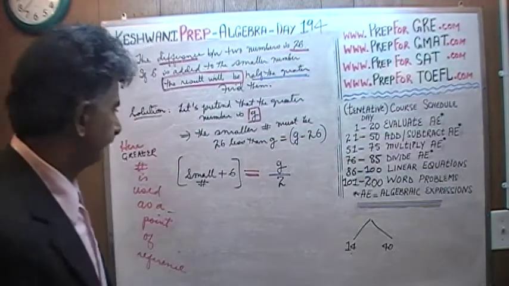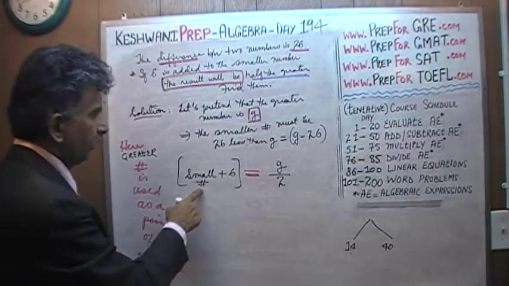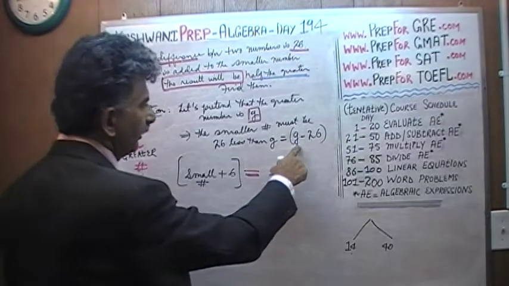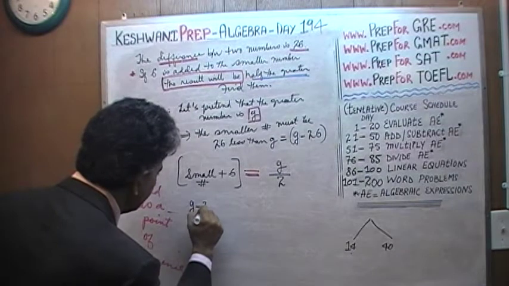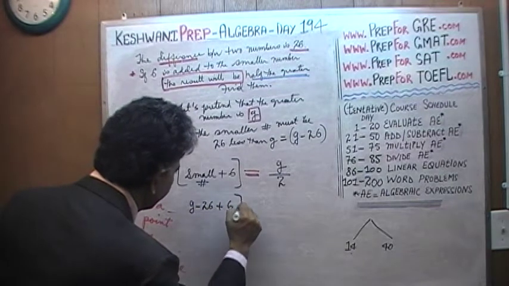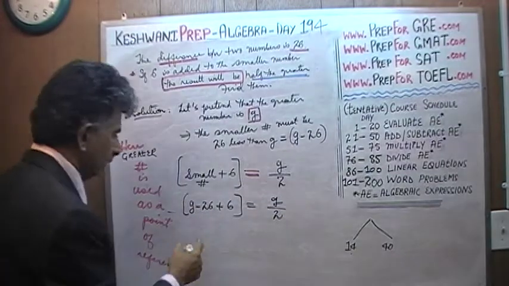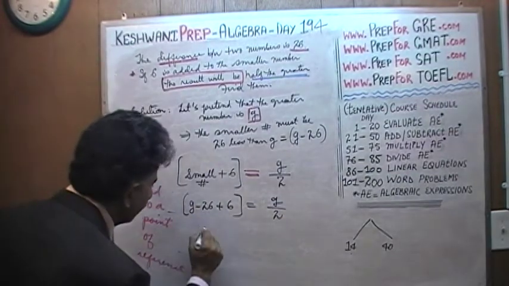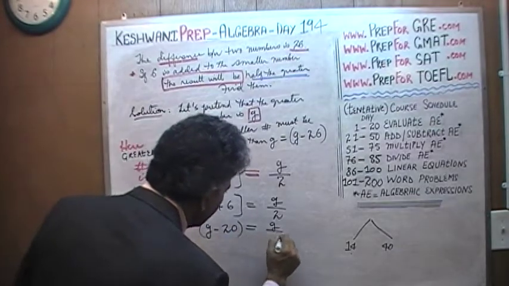Voila, that's it. Now what I'm going to do is, instead of writing small number, we're going to actually write down what the small number is. Small number is G minus 26. So let's replace this with G minus 26. G minus 26 plus 6 equals G over 2. Minus 26 and a plus 6 becomes G minus 20 equals G over 2.